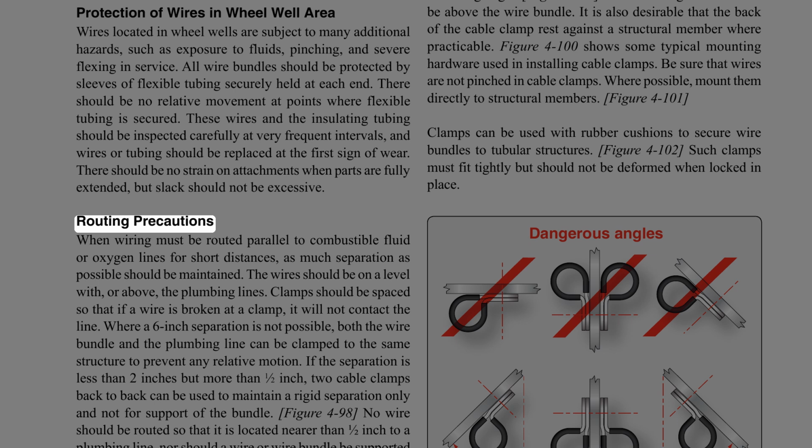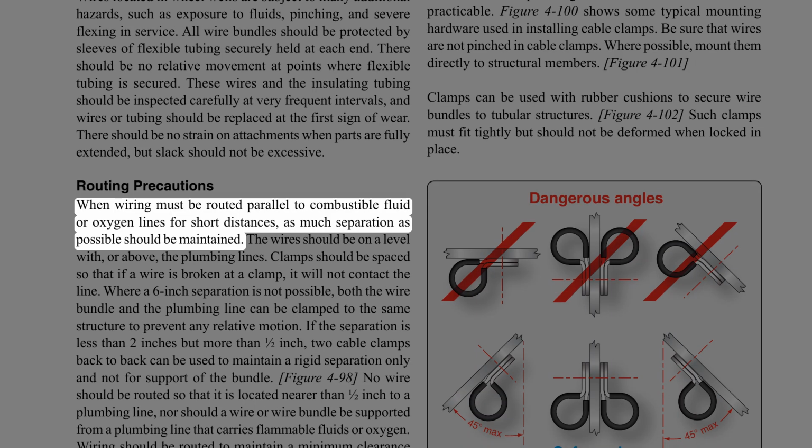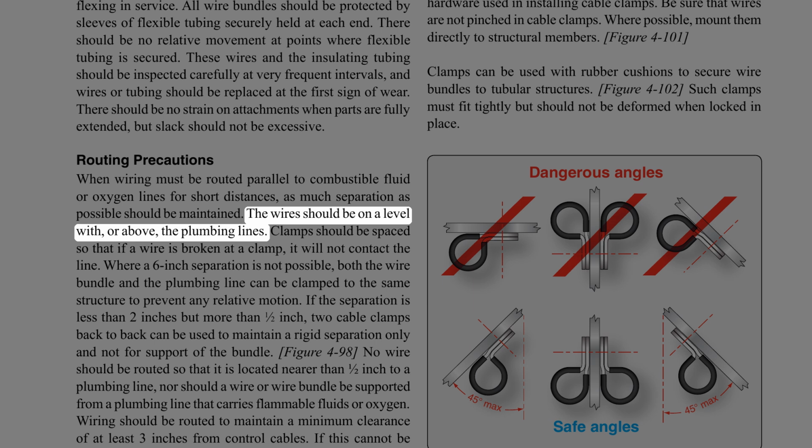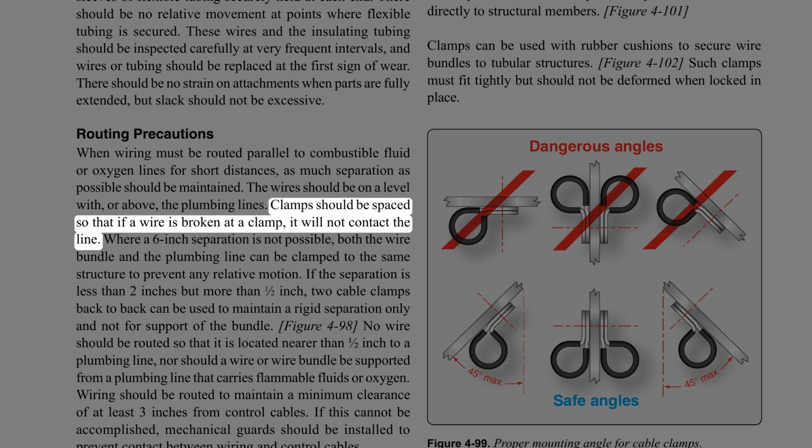Routing precautions. When wiring must be routed parallel to combustible fluid or oxygen lines for short distances, as much separation as possible should be maintained. The wires should be on a level with, or above, the plumbing lines. Clamps should be spaced so that if a wire is broken at a clamp, it will not contact the line.